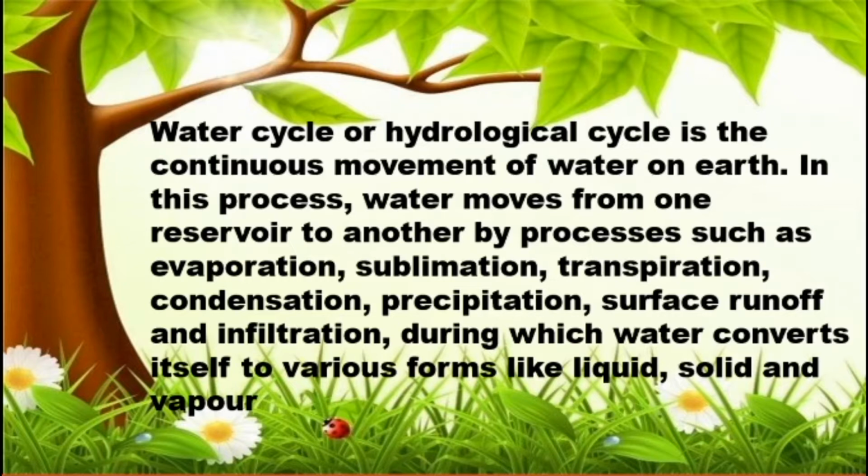The water moves from one place to another place. It does not stop. It moves to the next stage, and after that it comes back to the beginning stage, then once again moves to the next stage. So it is like a cycle, the continuous movement of water on the earth. That is what we call the water cycle or hydrological cycle.